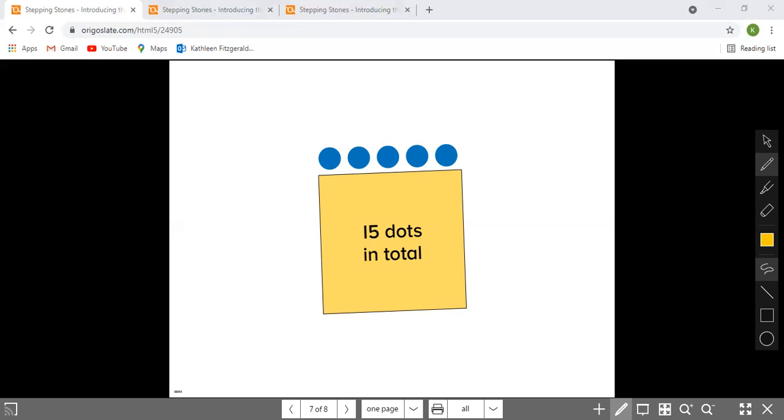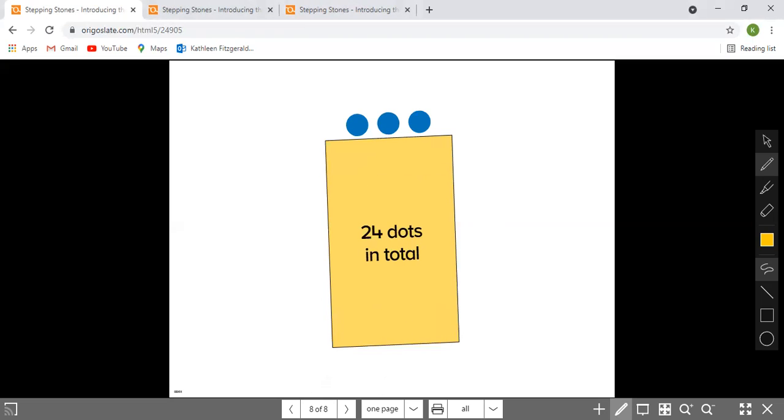All right, we have got one more to go. 24 dots in total, and you can see that we have got 3 columns. So again, we've got to change our number sentence. 3 times something equals 24, and 24 divided by 3 equals something.